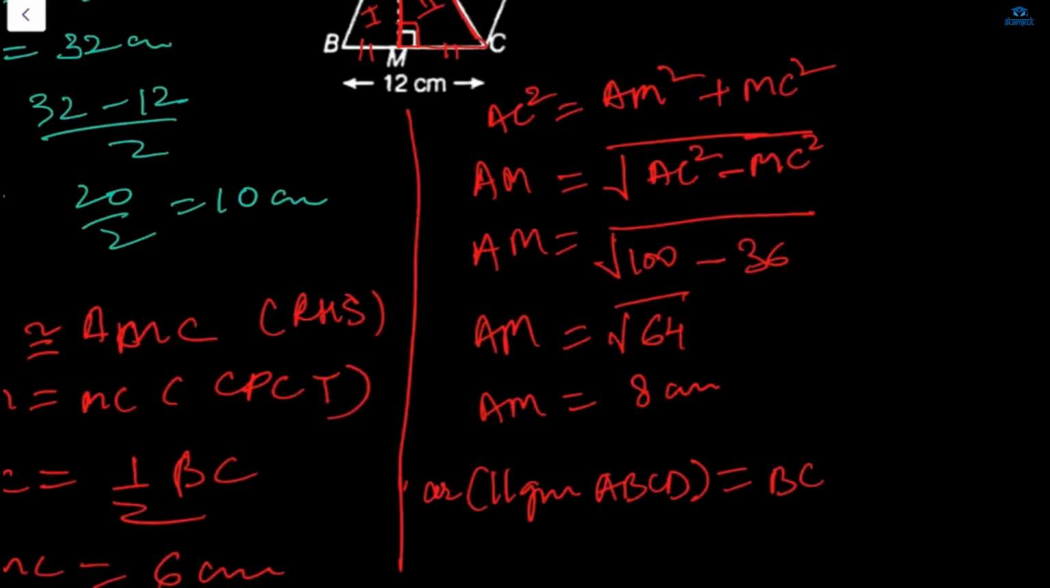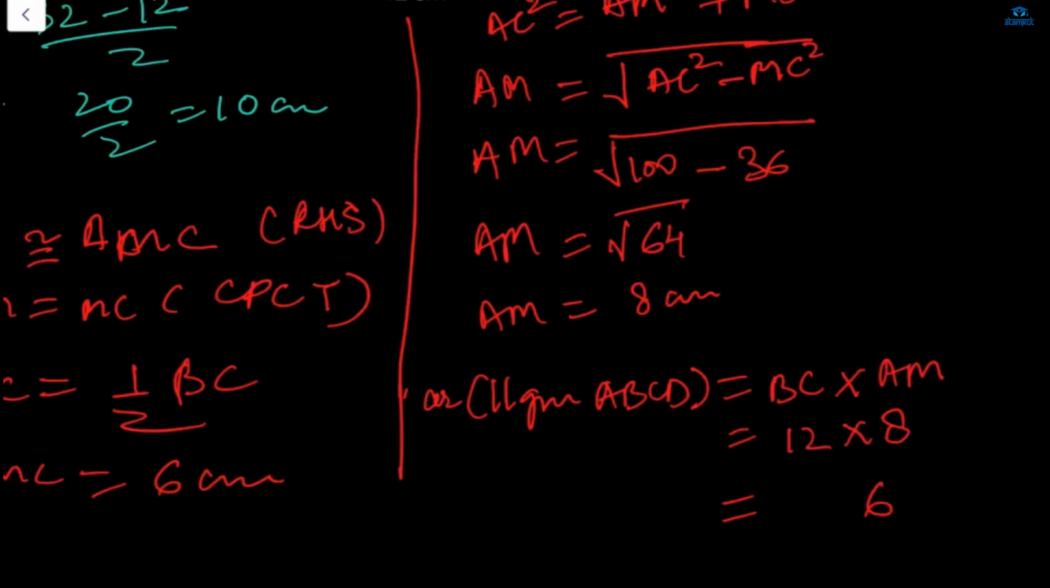So BC into AM. BC is 12 and this is 8. Okay, 90 centimeters. Understood? Yes, ma'am, got it.